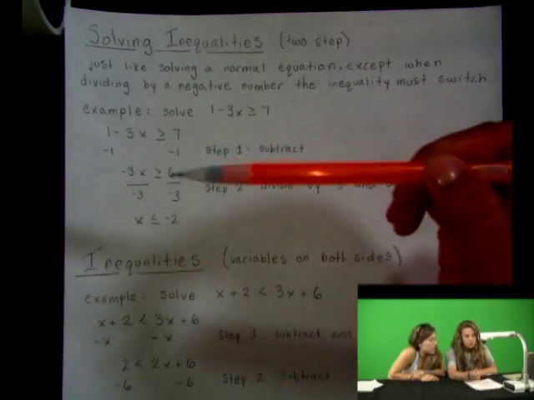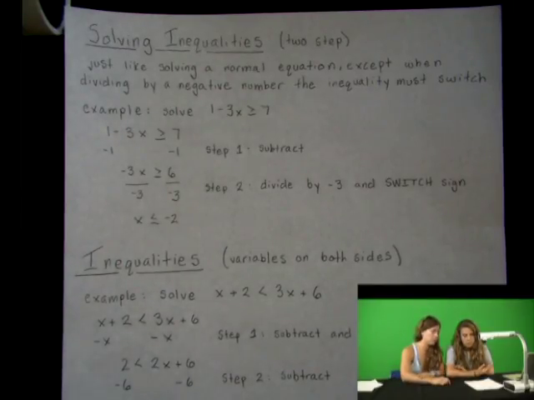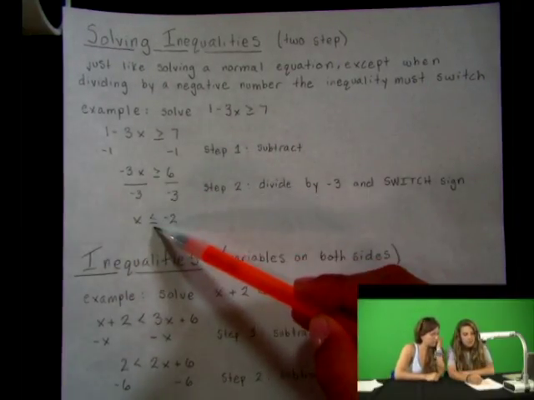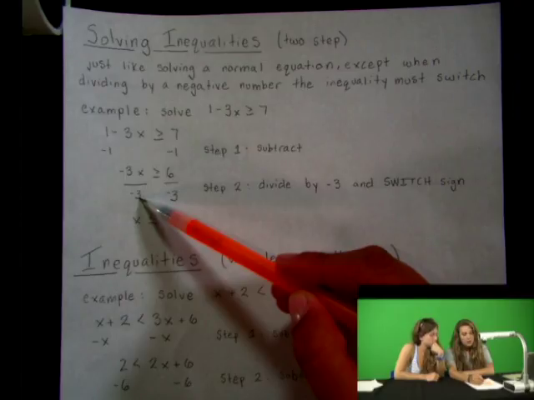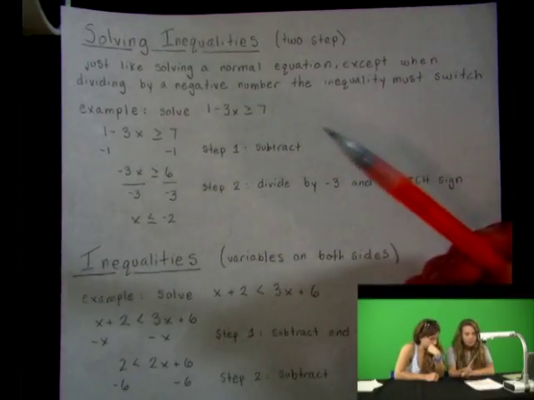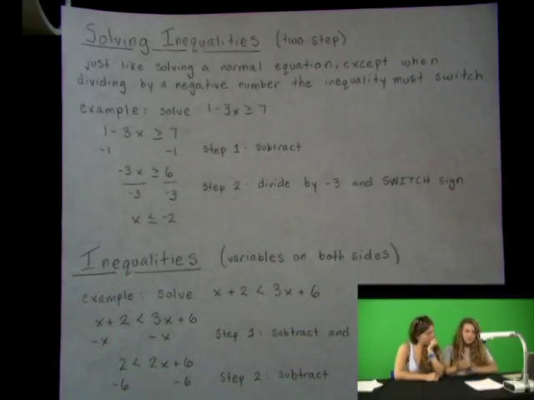Again, it's just like a regular one. We divide by negative 3, but since it's negative, we switch the inequality. So it switches from greater than to less than because we divided by a negative number. The negative 3s cancel. 6 divided by negative 3 is negative 2. So we end up with x is less than or equal to negative 2. Let's try one more.